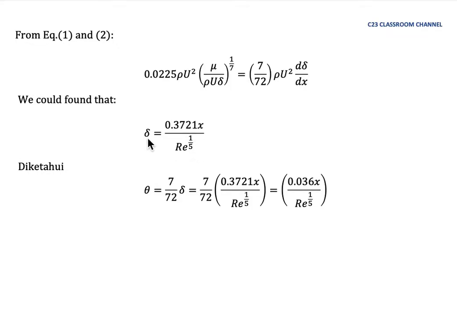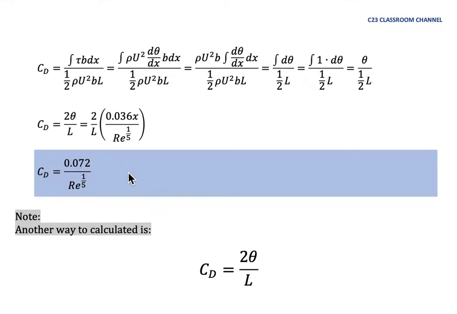And then the value of delta here, we substitute in the value of theta that we get previously. So we substitute with this one, we could say that theta is equal to 0.036x over Reynolds number to the power of 1/5. To get the value of the drag coefficient, we need to divide the total drag force by 1/2 rho u square BL. BL here is the area of the flat plate.